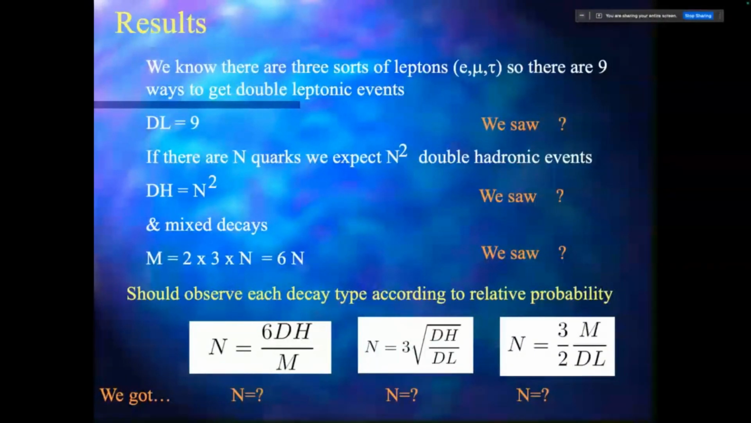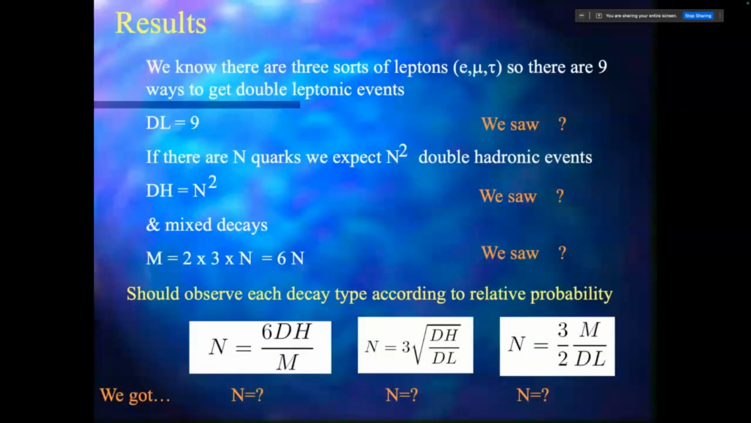So for example, 6 times the number of double hadronic events, 6 times 9, divided by the number of mixed events, 8. And so we get an n of 6.75. Okay, so let's note that down, 6.75. We can do the same thing with the second equation. So now that is instead the square root of the number of double hadronic divided by the number of double leptonic, which is 4. So 9 divided by 4. Okay, and then multiply that by 3, and we get 4.5.